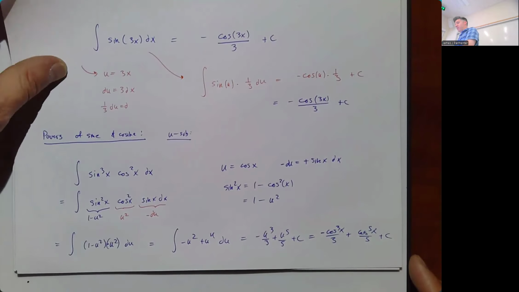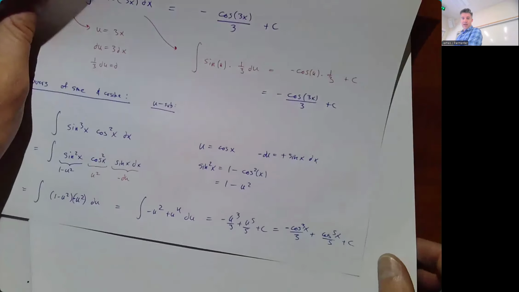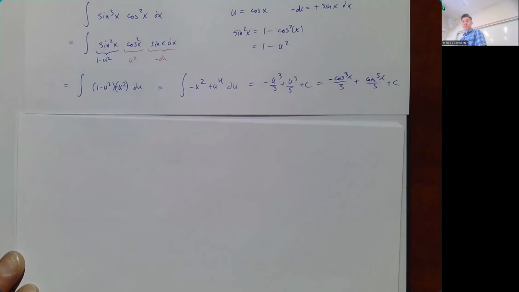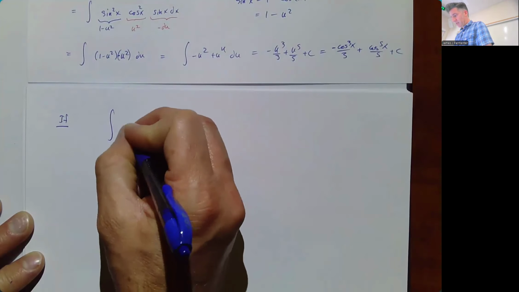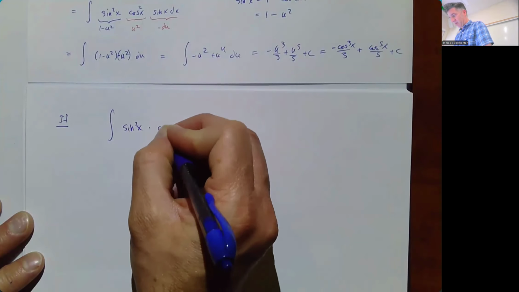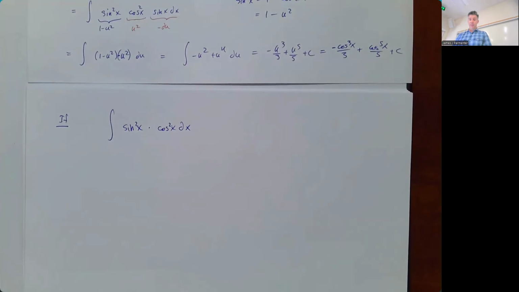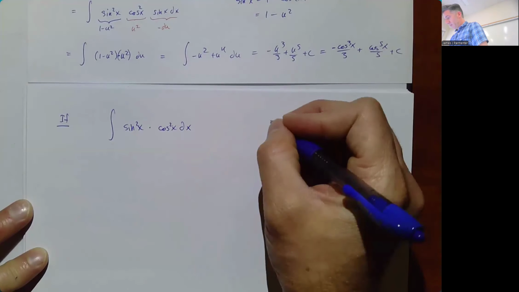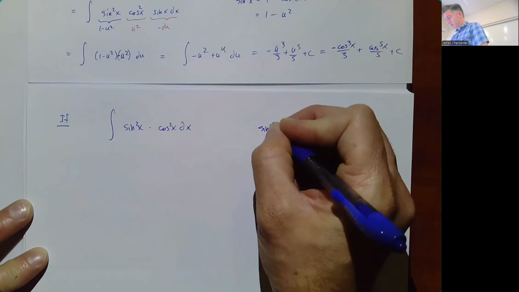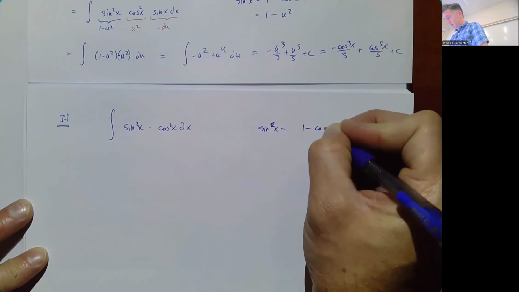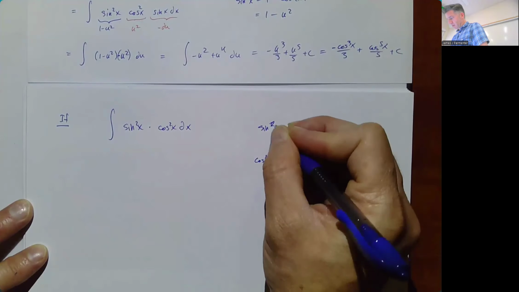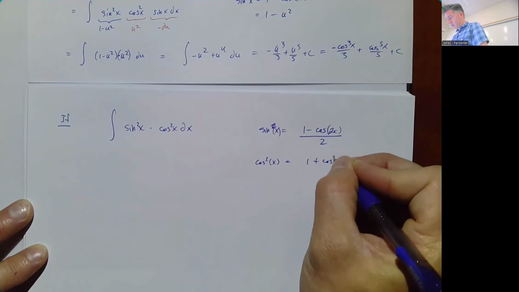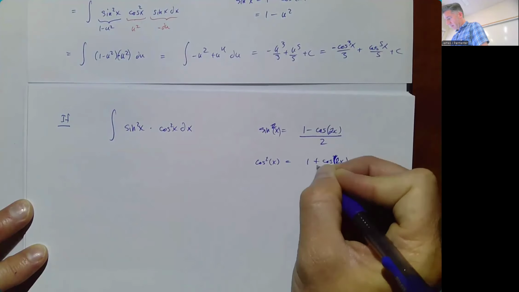The one other kind of terrible situation with sines and cosines is if your powers are all even. So if you have the integral of, like, sine squared x times cosine squared x, you can't use a u-sub. You have to use a trig identity instead. You have to let sine squared x equal (1 minus cosine of 2x) divided by 2, and cosine squared x equal (1 plus cosine of 2x) divided by 2.